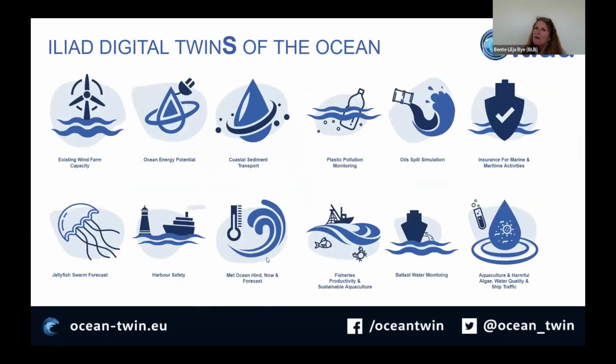As I said, we have multiple twins. So in Iliad, we have thematic twins, and you see here 12 areas that we have divided it into, but there are many more. They are local twins and thematic twins. It covers existing wind farm capacity. We will see an example of a wind farm technology here today, aquaculture, fisheries, etc.